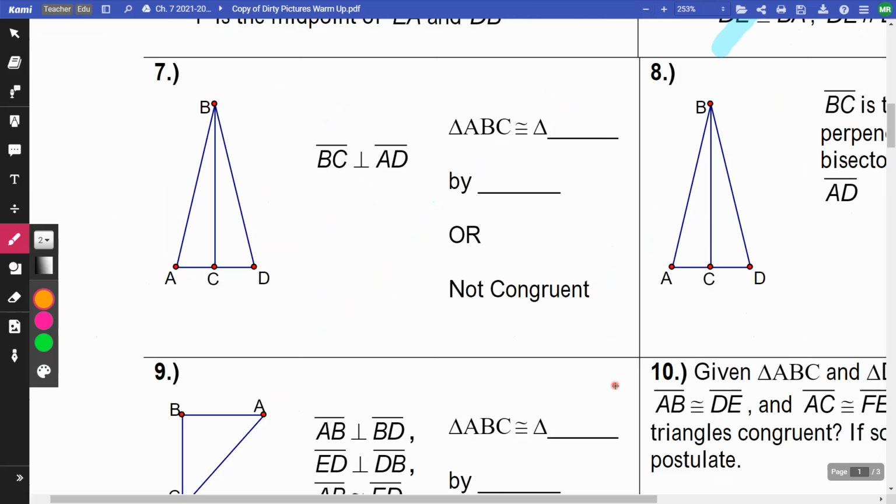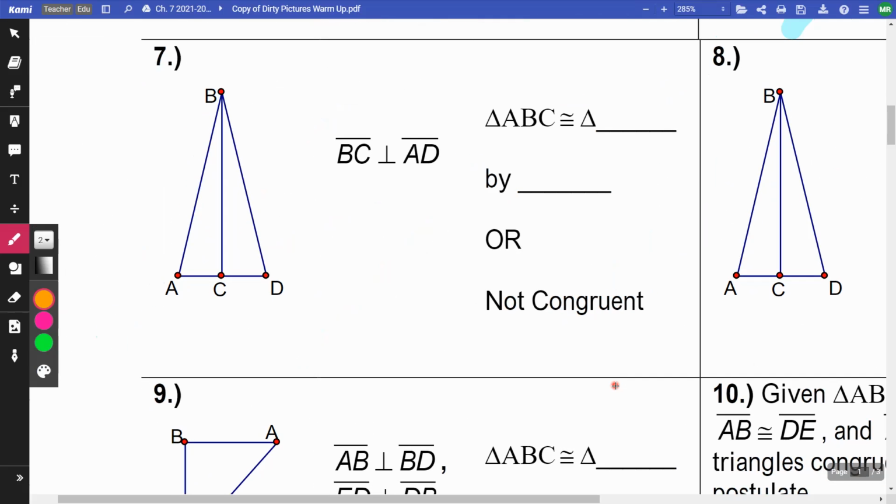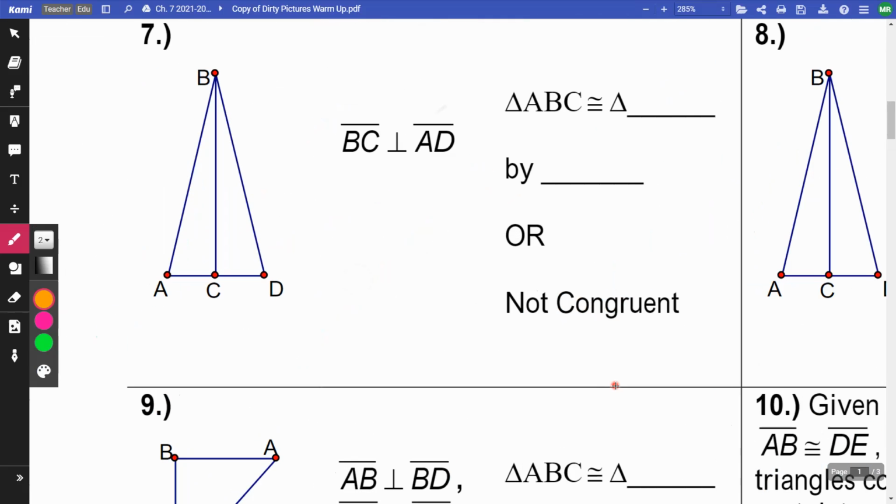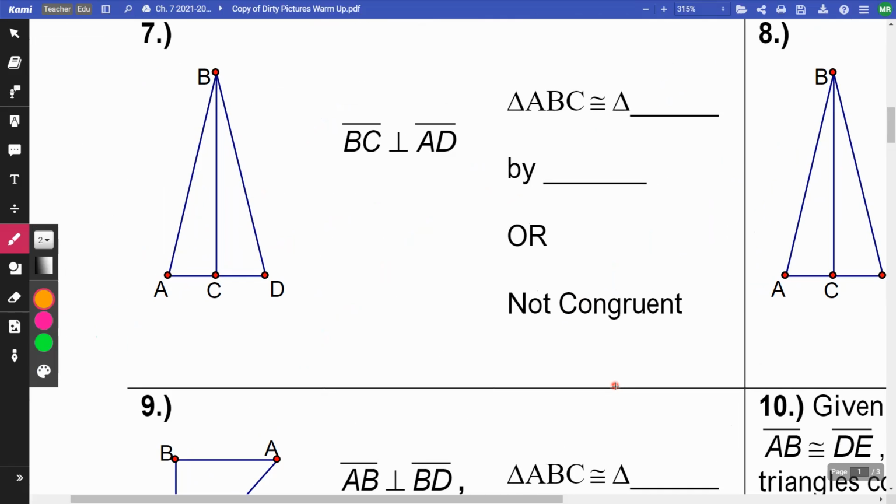Okay, on number 7, we have perpendicular, BC is perpendicular to AD. So BC is here, it's perpendicular to this. So that means that those are going to be 90 degrees. Okay, those are going to be 90 degrees. Now, I also know that this line right here, let me draw it in a different color, this line right here is shared between both triangles.